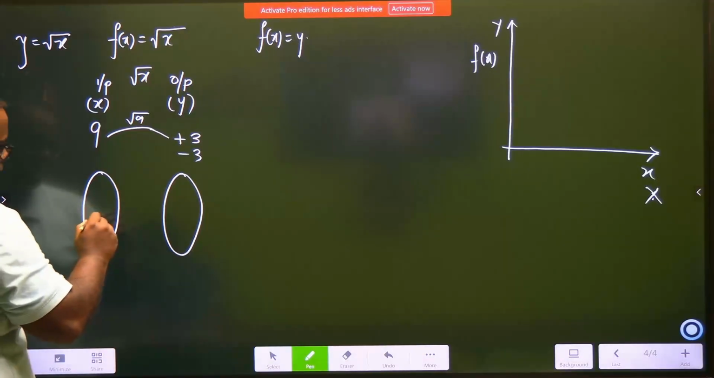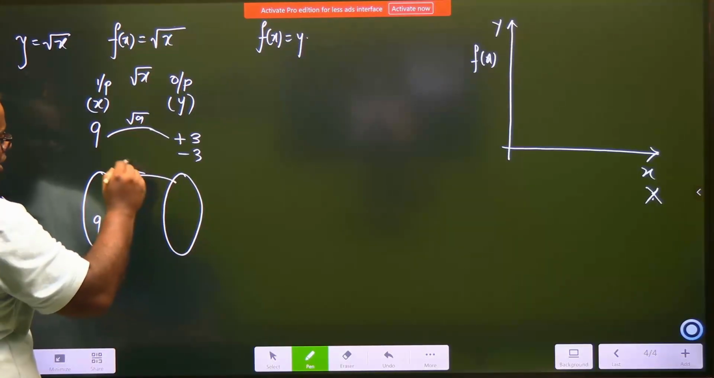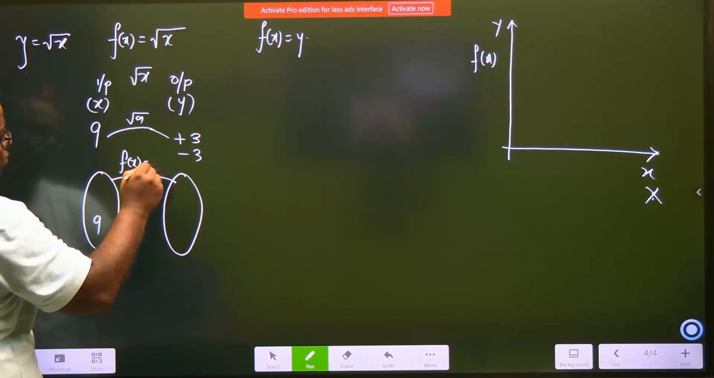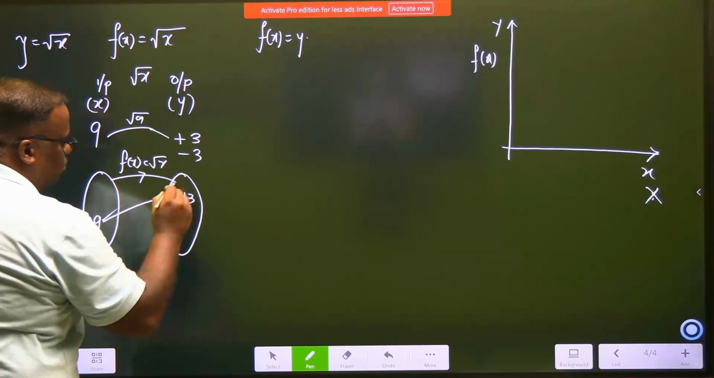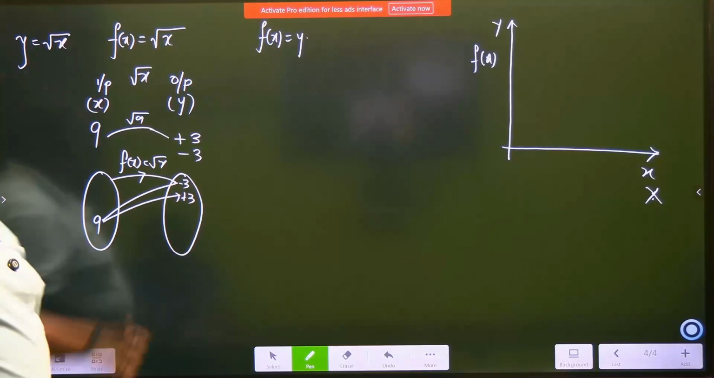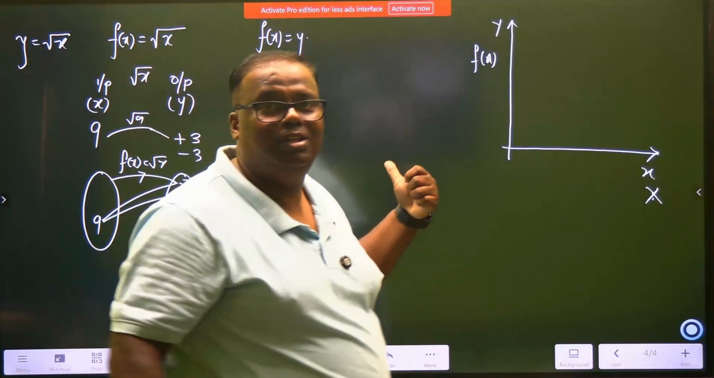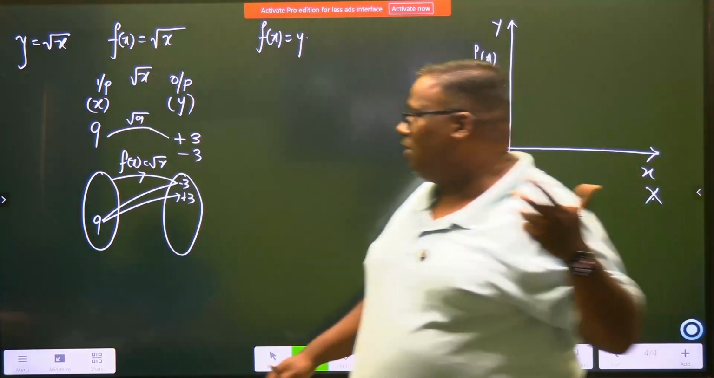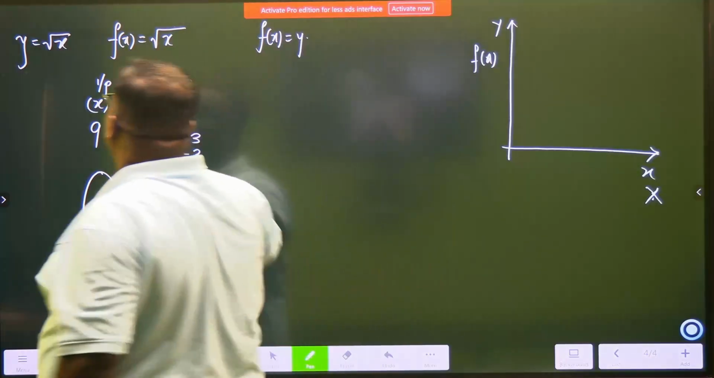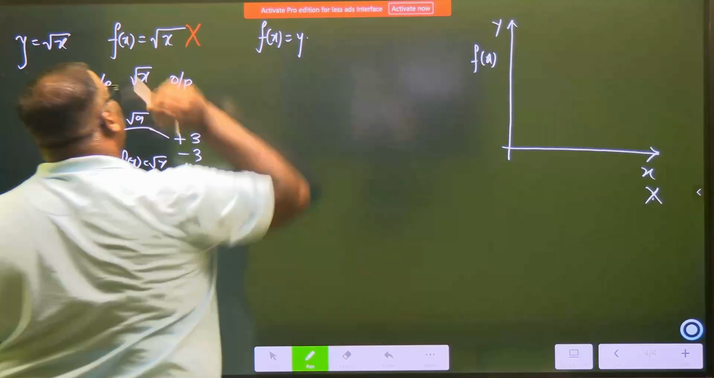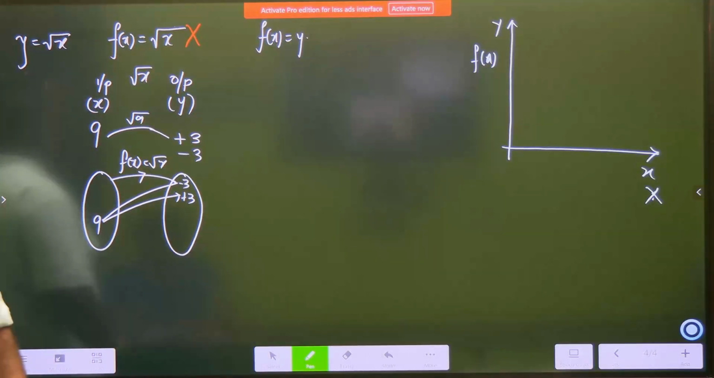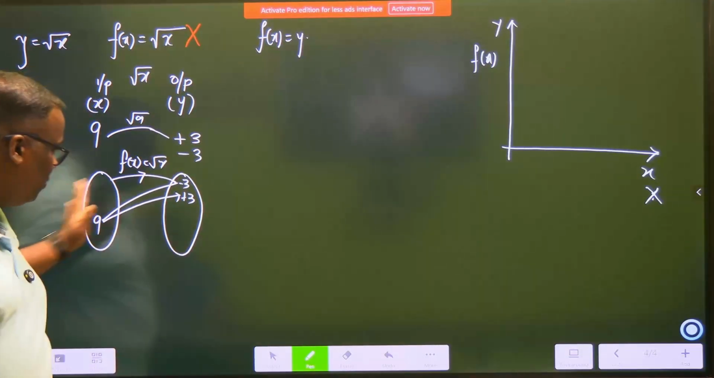So you have something called 9. You have said that I have a function f of x equal to root x. But 9 is mapping to plus 3. 9 is also mapping to minus 3. Go back to your diagram. This is not possible. So what you used to write in, say, 10th grade, that f of x equal to root x, now we are better mathematicians, we will say, boy, this is not a function. This cannot be a function. A function cannot map to two values.